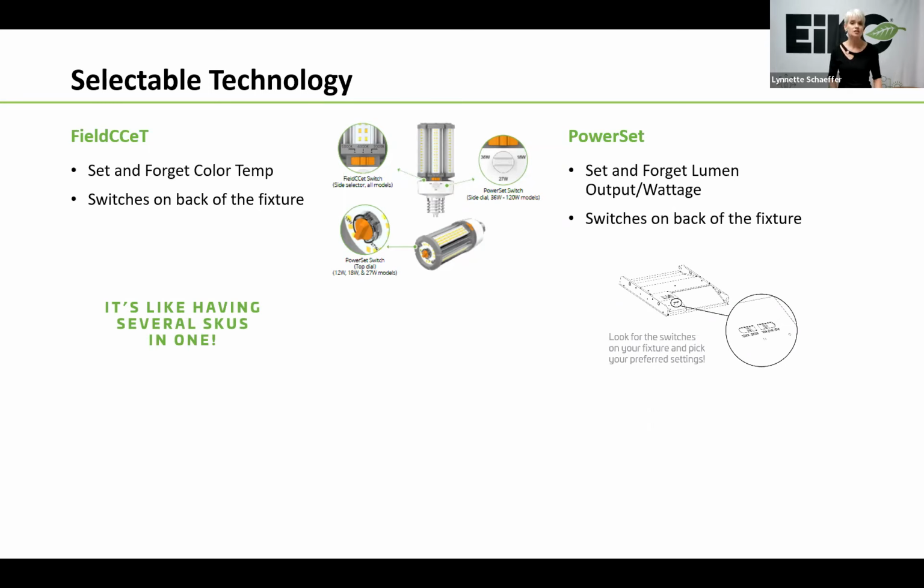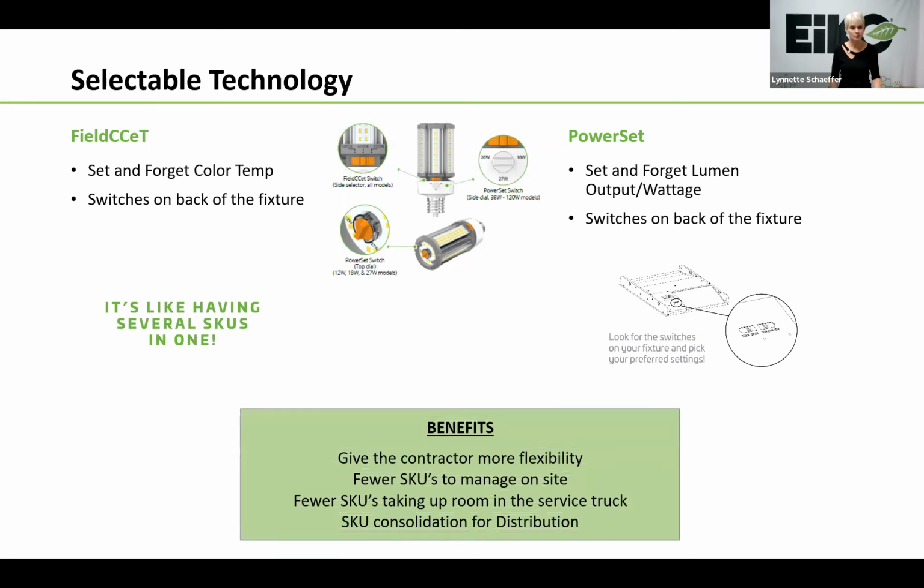Now, products with this technology are excellent for a number of applications, and the benefits are superior because it allows the contractor to have more flexibility on the job site, fewer SKUs to manage on site, fewer SKUs taking up room in the truck. Plus, if the end user changes their mind on lumen output or CCT, it can easily be changed in the field. You don't have to wait for new products to arrive on site.